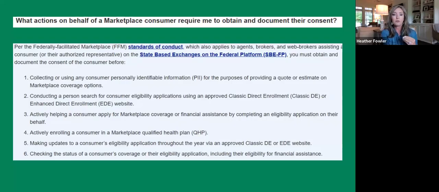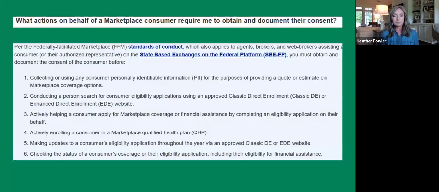And then, of course, before you actively help the consumer apply, fill out that application, you're going to have to get consent. Before you can enroll them, you would have to have consent. And before you can make an update, you're going to have consent. Now, if you've already enrolled them initially and they just call you back and say, hey, I need to update my income or household size, well, you already have consent. So you don't have to get that again.